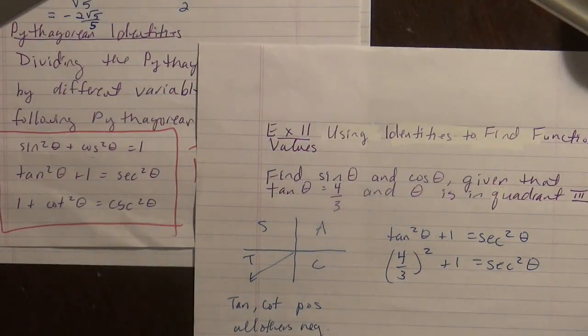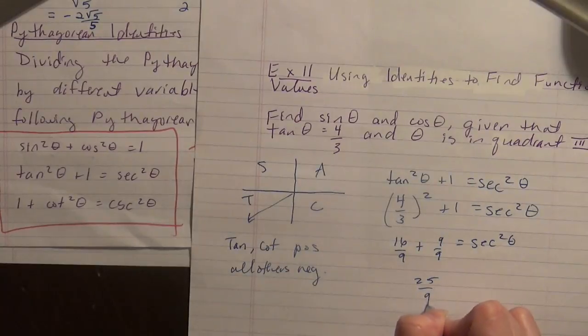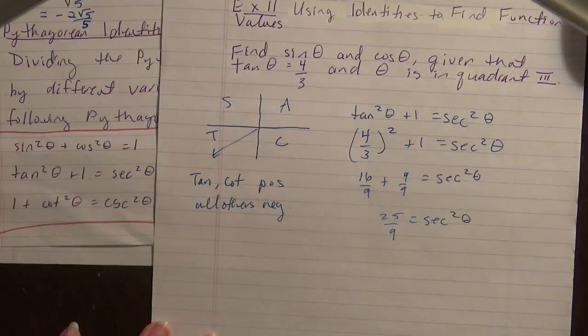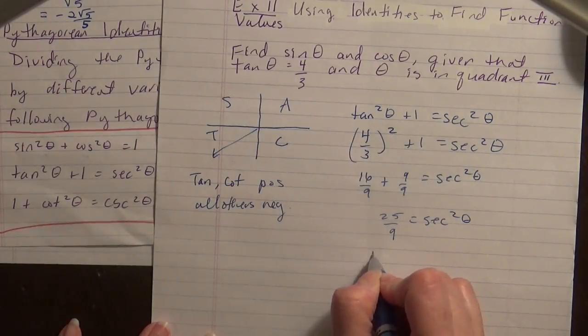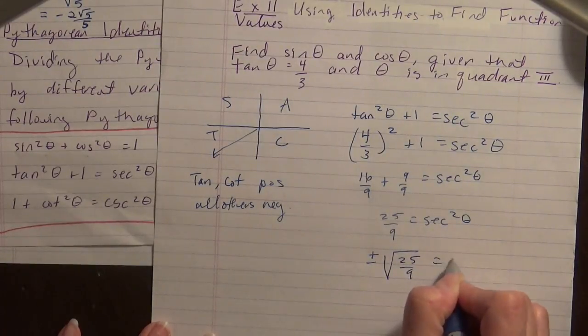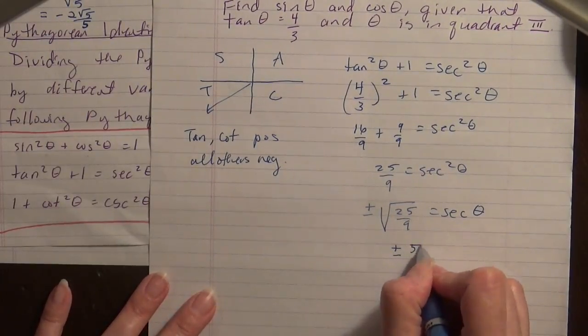So I'm going to solve this for secant. That's going to give me 16/9. You can write 1 as 9/9. Add those, you get 25/9. And then to get secant theta, I take the square root of both sides. You would do plus or minus the square root of 25/9 equals secant theta. So you get plus or minus 5/3.